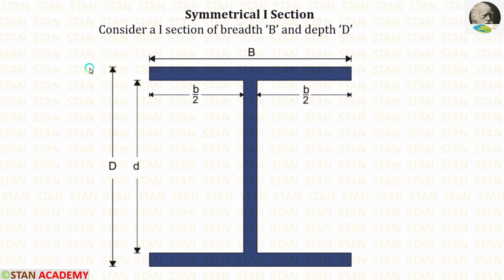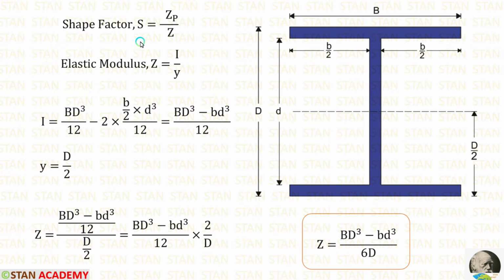Hello everyone. Today we are going to derive a formula for the shape factor of an I section. Let us consider an I section of breadth B and depth D. Let us assume the depth of the flange is equal to small d. Also, the distance from the side of the web to the end of the flange is equal to B by 2. We know the formula for the shape factor S is equal to Zp by Z.